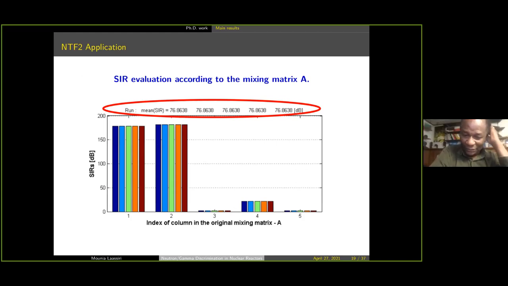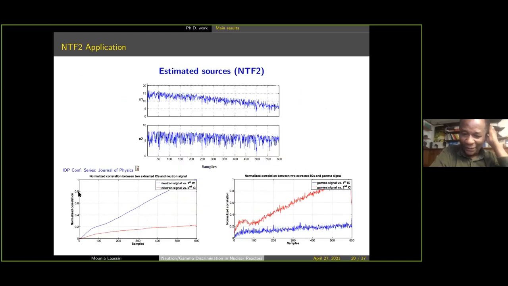Very good, very good. Now, could you go to the correlation with the components? Yes, exactly, here. Could you explain a little bit, you said that the first slice is well correlated to neutrons, and then later on you said that the other one is gamma. Here are the estimated sources after the application of the NTF2 algorithm. So we find here two hidden components or sources collected in one slice. The first one we think will be the neutron signal, and the second one will be the gamma one.